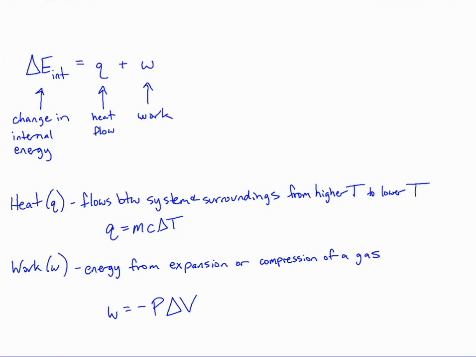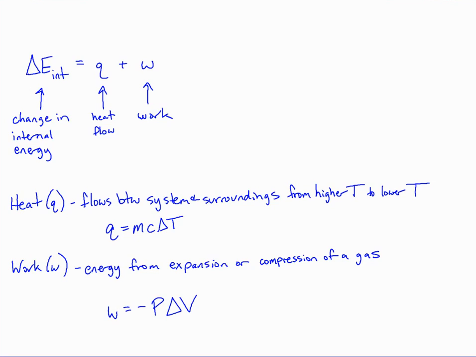There's a formula for the internal energy of the system, or in this case, with the delta, it is the change in internal energy of a system. So delta E equals Q, which is the heat flow, plus W, which is work. So let's look at these symbols individually. We already talked about delta E internal.